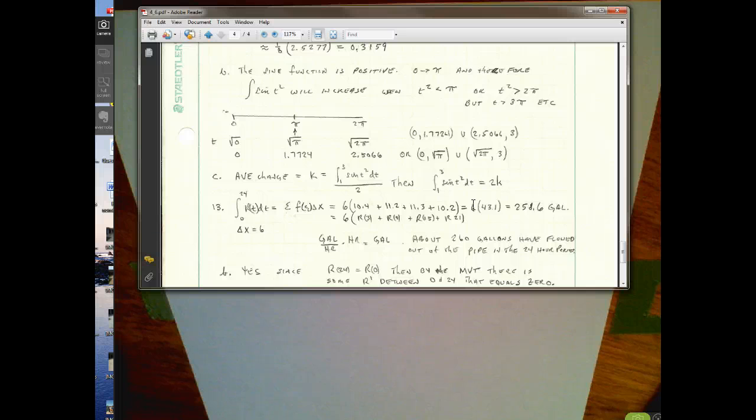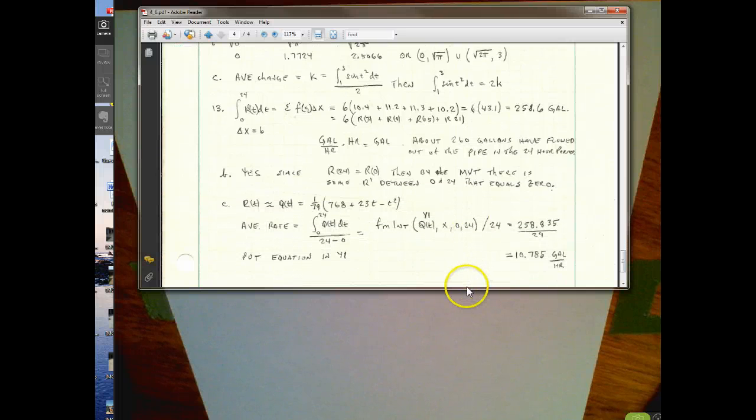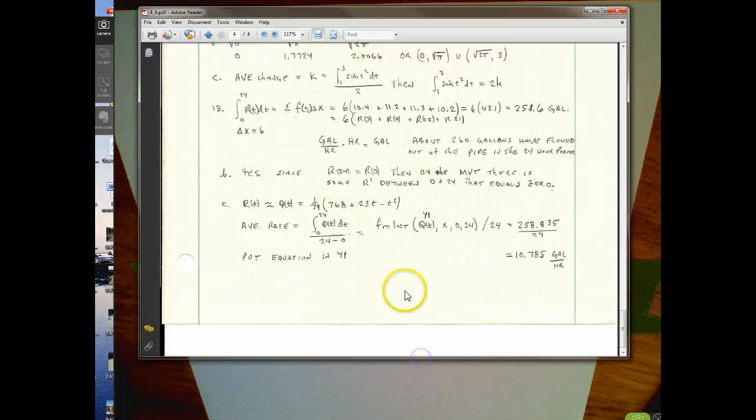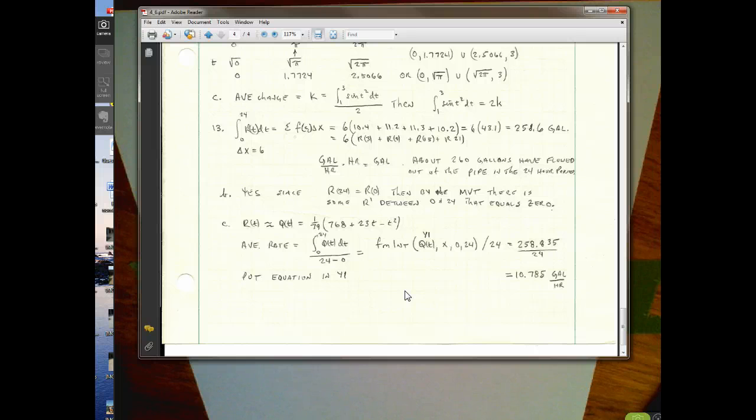Okay. Now, problem number 13. Let me go ahead and show it a little bit bigger here so you can get the whole thing to look at, and look at the work that's done there.